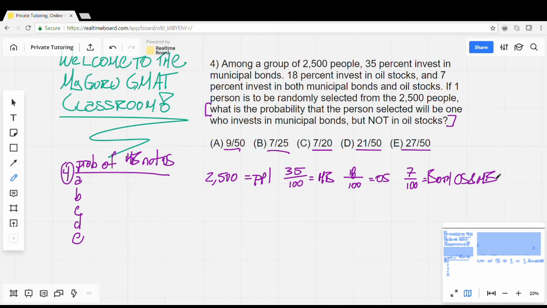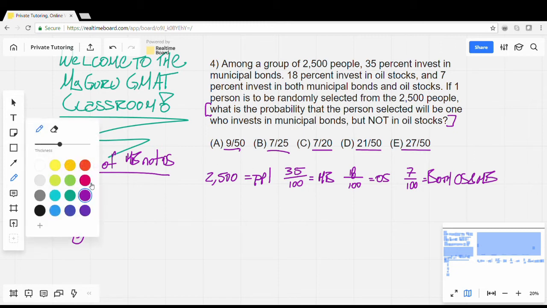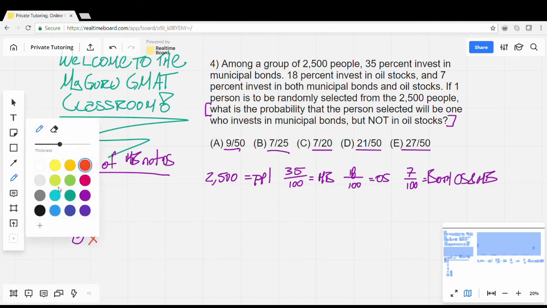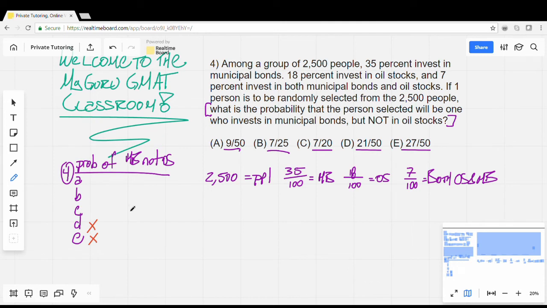So right now, I can see that my municipal bonds alone are about a third. So I can eliminate anything that is clearly over 1/3. So D and E are out before we do any real calculation. Then I want to go along and try to find the most expedient way to figure out municipal bonds without those that are both oil stocks and municipal bonds.